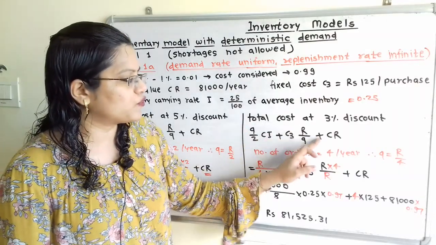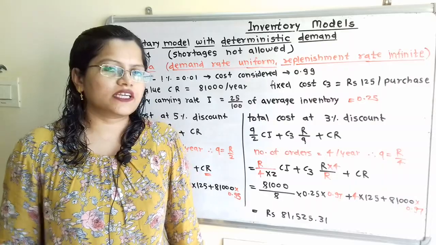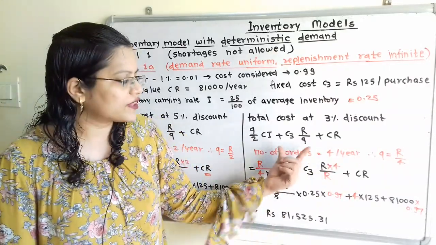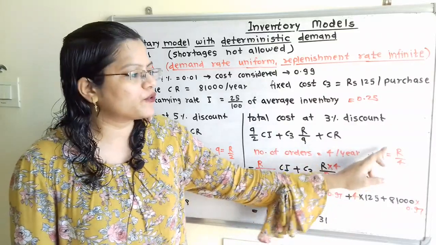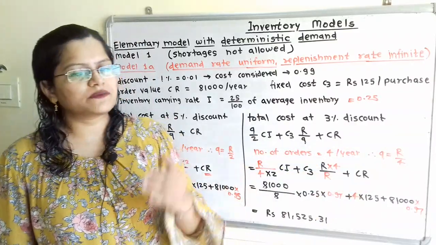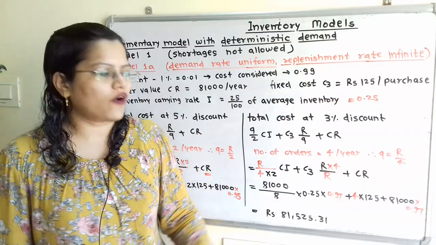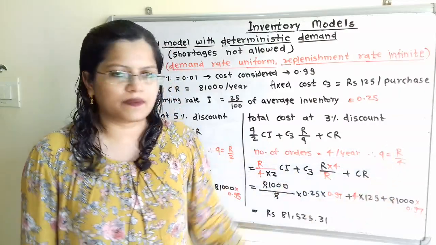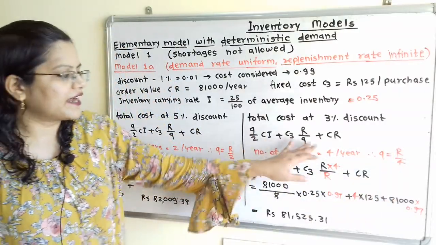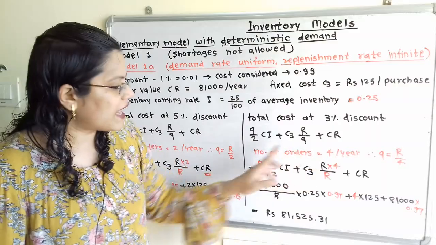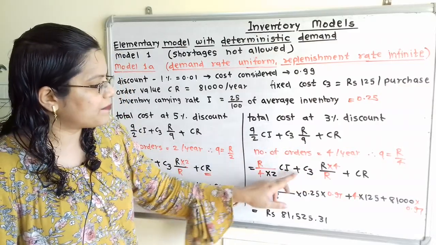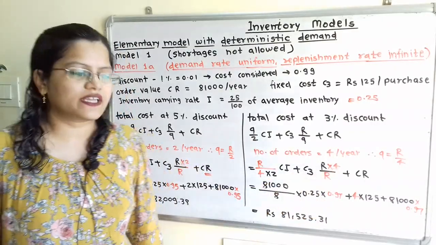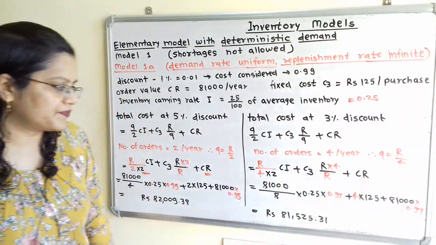Now we will calculate the total cost at 3% discount by using the same formula Q by 2 Ci plus C3 R by Q plus CR. But here the condition given is that the number of orders should be 4 per year. So for this condition we have to take Q equal to inventory consumption rate R divided by number of orders, that is R by 4. So we have to replace this Q with R by 4. So again we will rewrite this formula: Q, that is R by 4 into 2 into Ci plus C3 R by Q, that is R divided by R by 4. So 4 I will take in the numerator, plus CR.